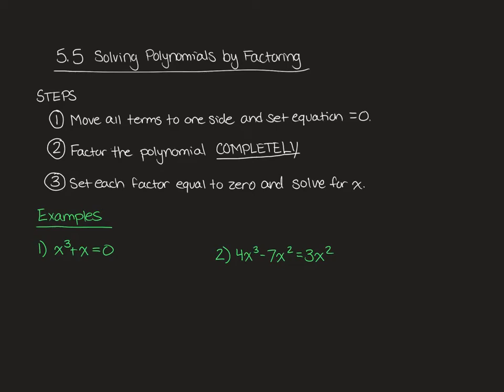In this video, I'm going to show you how to solve polynomials by factoring. So these are the steps that we are going to follow. We need to move all terms to one side and set the equation equal to 0. Then you will need to factor the polynomial completely. This might involve multiple methods of factoring, but it needs to be factored completely. Then you will set each factor equal to 0 and solve for x.